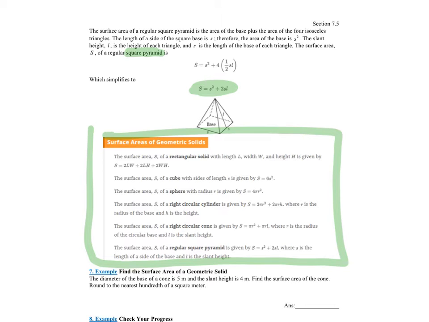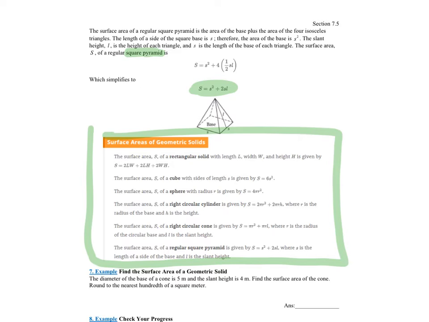For a cube, it's 6 times the side squared. For a sphere, it's 4 pi r squared. For a right circular cylinder, it's 2 pi r squared plus 2 pi r h. For a right circular cone, it's pi r squared plus pi r l. Again, l here is slant height, r is radius. You must use the radius. And for a regular square pyramid, the surface area S equals s squared plus 2sl. Again, s here is the side length, l is the slant height.